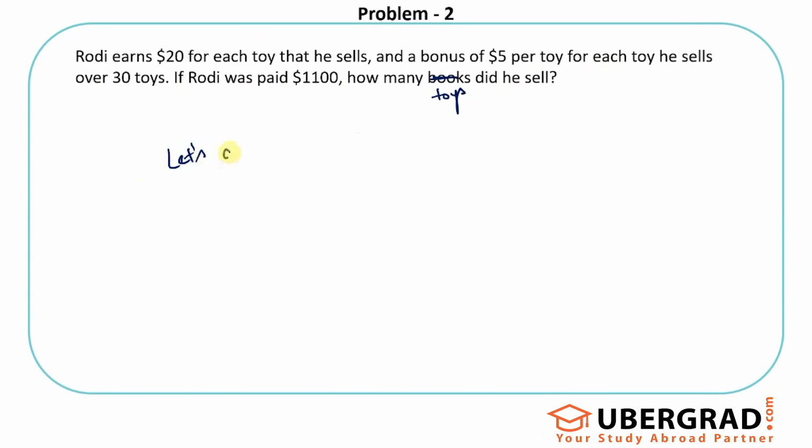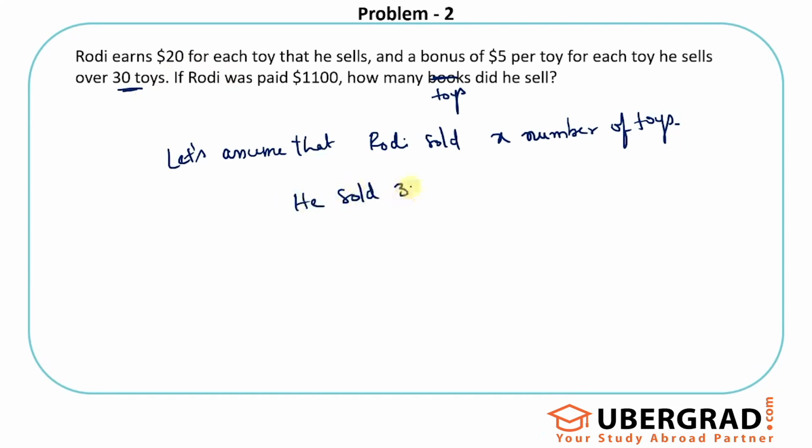Let's assume Rodi sold X number of toys. Okay, this is an assumption we're starting with. So how much money will he make from that? Here I have to understand how many of them are within the 30 and then the rest. So if Rodi sold X number of toys, he sold 30 toys plus X minus 30 toys.